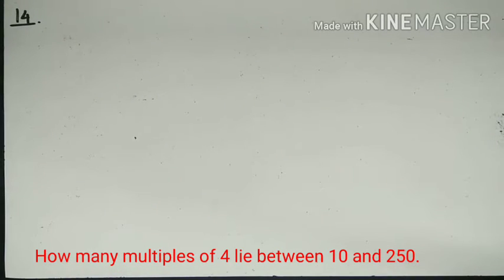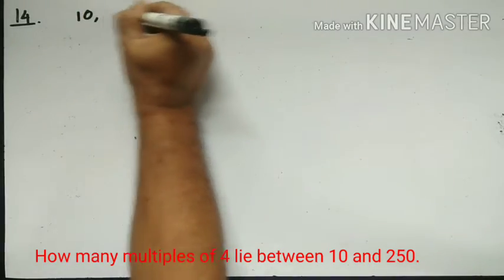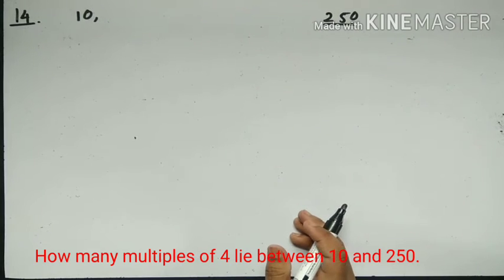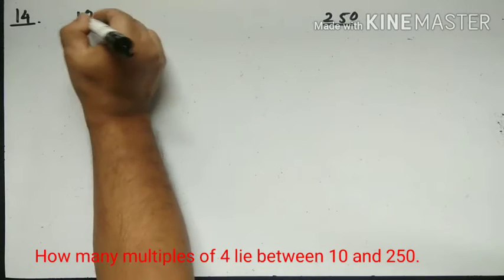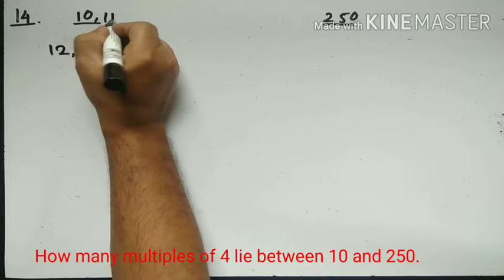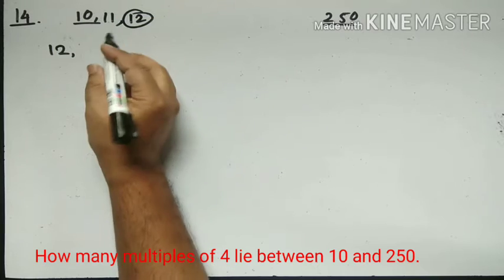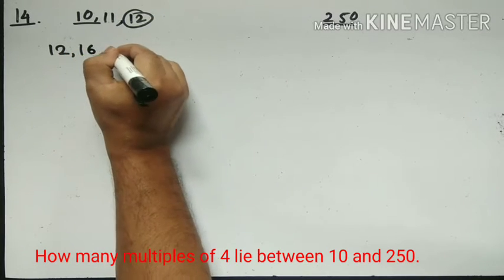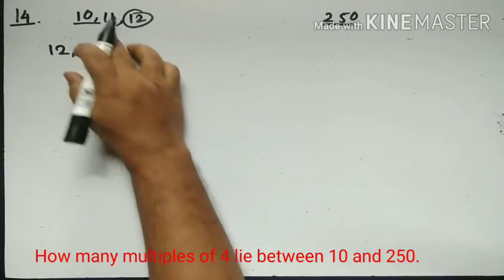The next question is, how many multiples of 4 lie between 10 and 250? That means how many numbers between 10 and 250 are divisible by 4. The first number is 12. 11 is not divisible, 12 is divisible. So first will be 12, next will be 16, then 20 and so on.